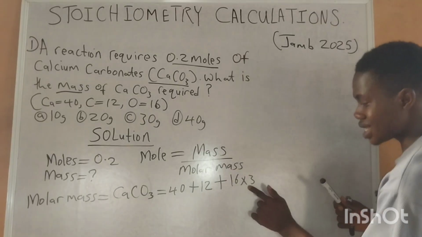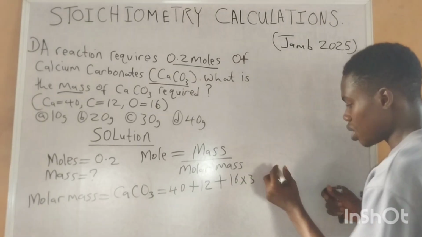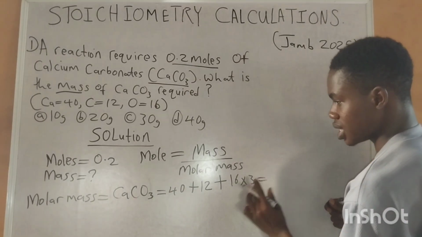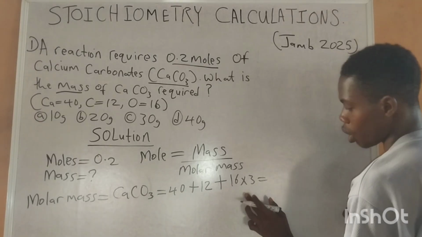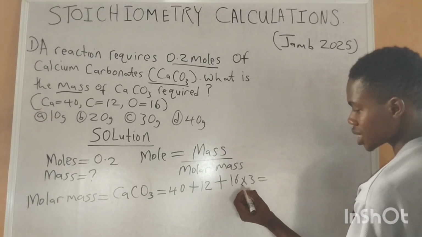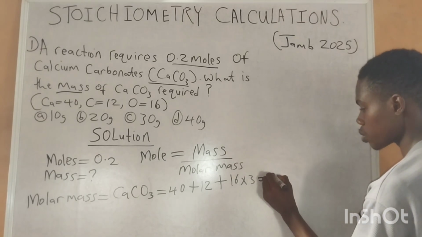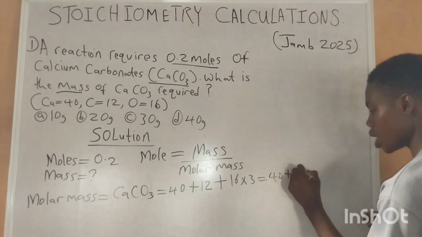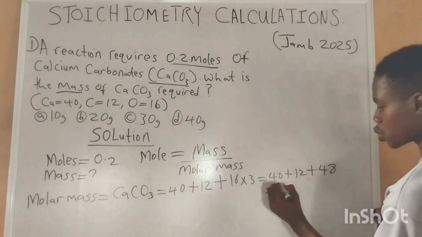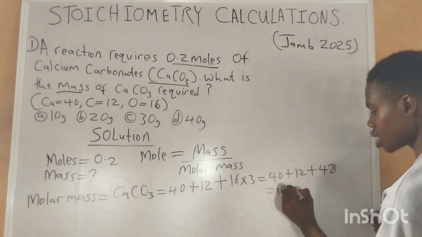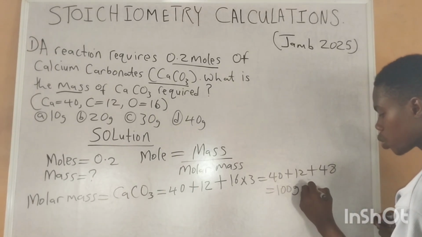So it's 16 times 3. Now, we're not going to solve out everything. So then 40 plus 12 plus 16 times 3. We're going to evaluate this one first. So 16 times 3 will give us 48. So it's 40 plus 12 plus 48. So if you add everything together, you're going to get 100 grams per mole.